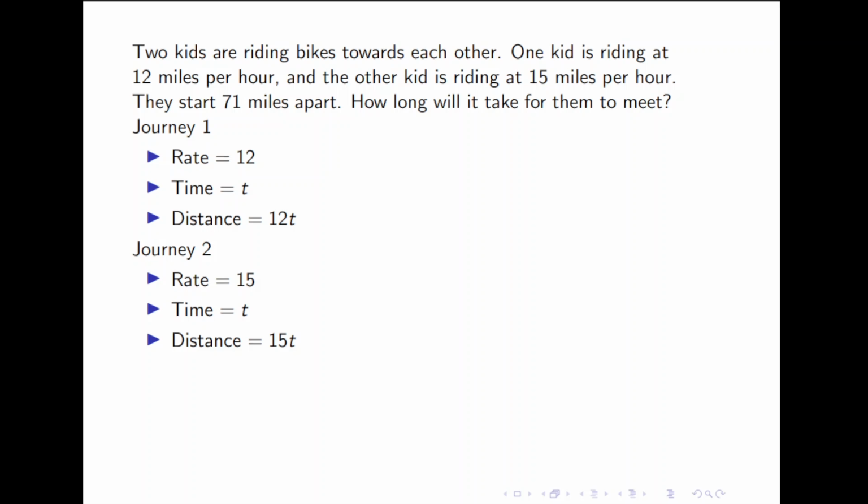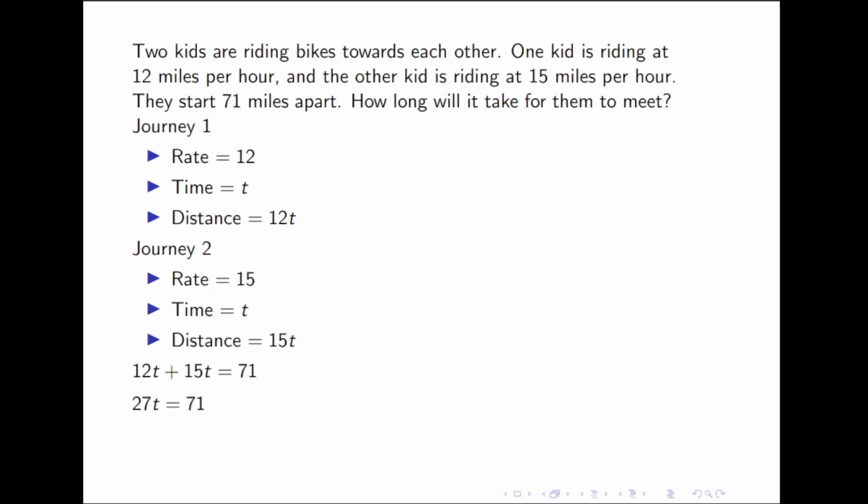Now we have to think. The two kids start 71 miles apart, and they are riding towards each other. So the sum of the two distances must equal 71. That gives us the equation 12t plus 15t equals 71. Combining like terms, we get 27t equals 71. Dividing both sides by 27, we find t equals 71 over 27 hours.